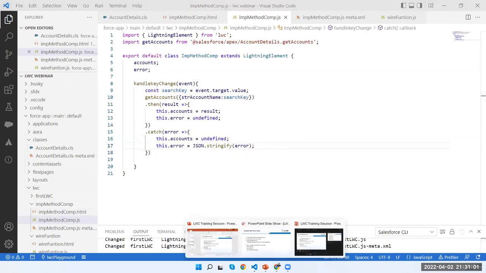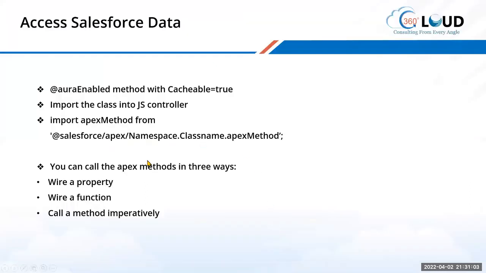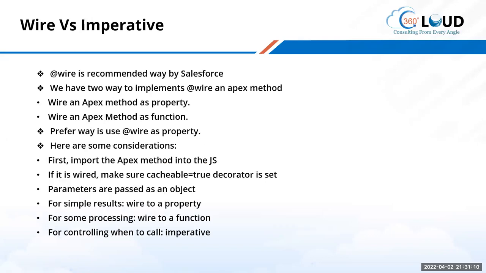So we can call a method imperatively. And let's discuss what is wire versus imperative. Generally, wire is recommended by Salesforce because of its fast processing, and wire fits nicely in the overall LWC reactive architecture. So that is why we use wire mostly.